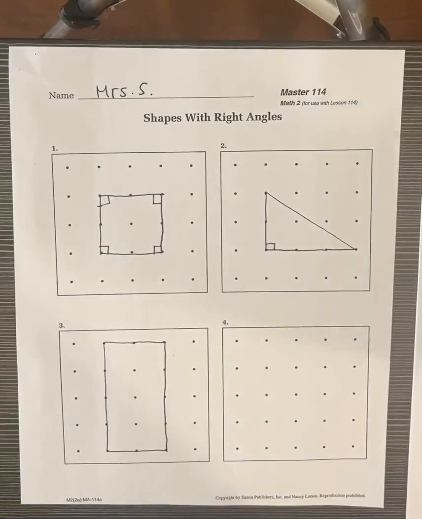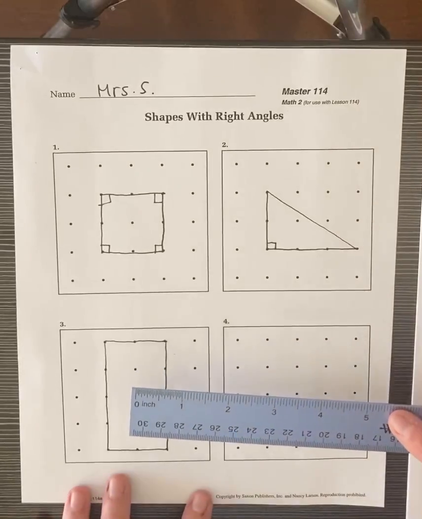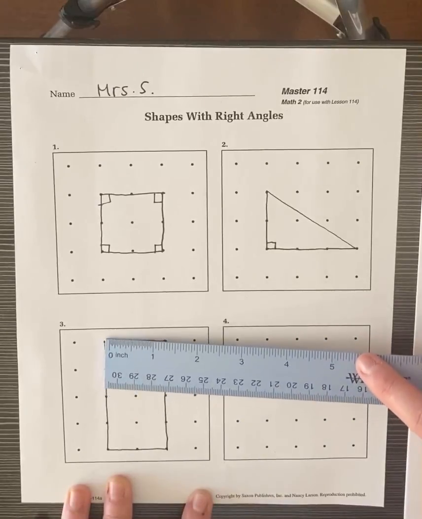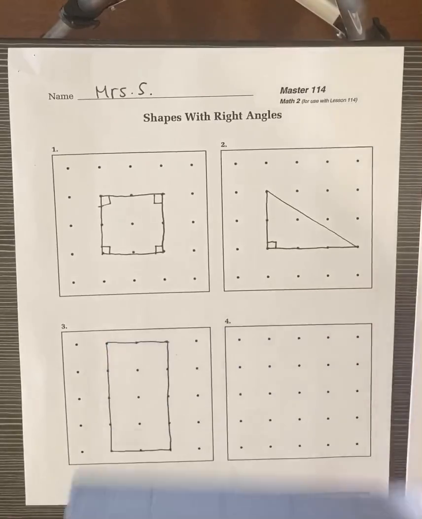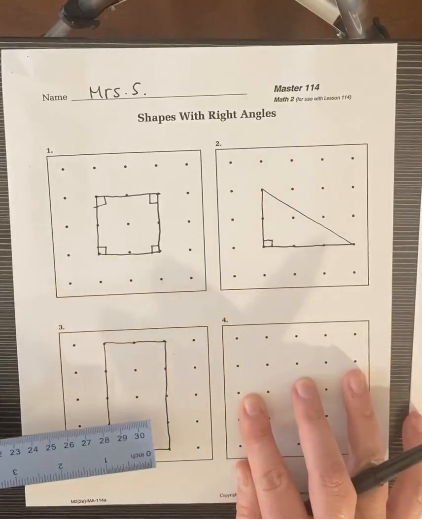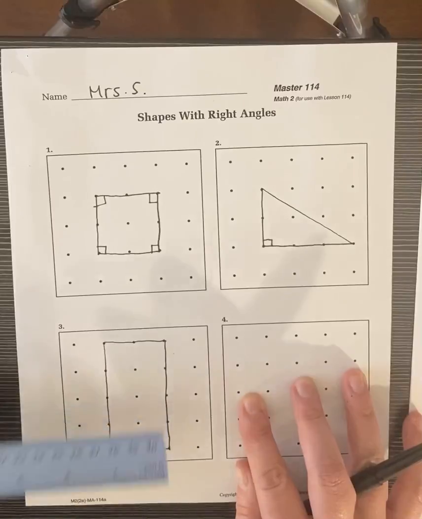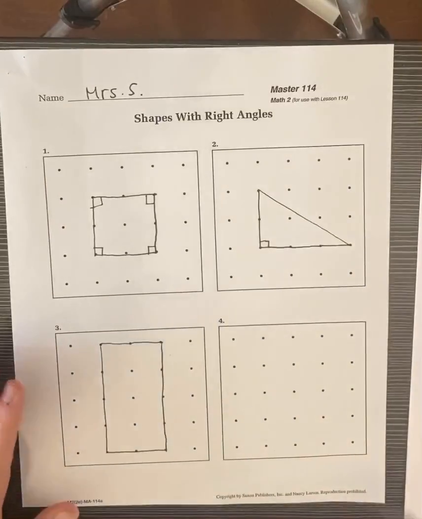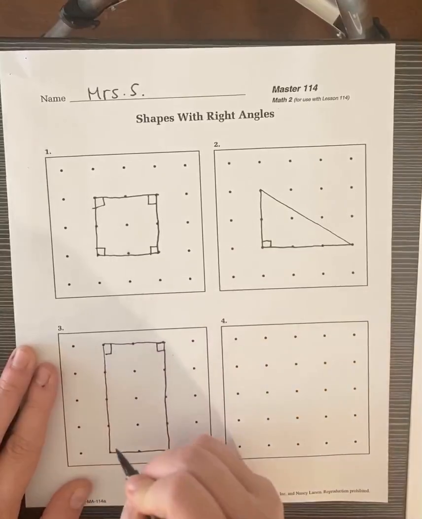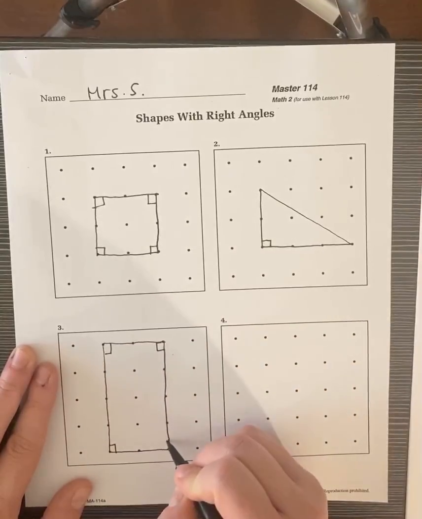All right, let's check our rectangle here. I'll use my ruler trick. Does that match up? What do you guys say? Yep. What about this one? Yeah. Let's check this guy. Yes. Let's check this guy. Yes. Good job. All right, so now all 4 of these have right angles. My ruler trick worked in every single one of them.